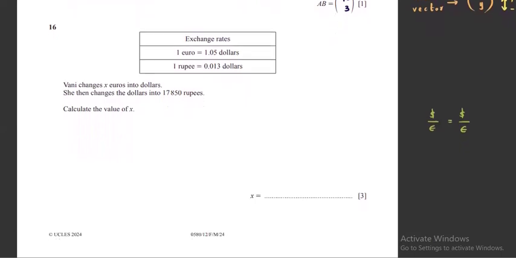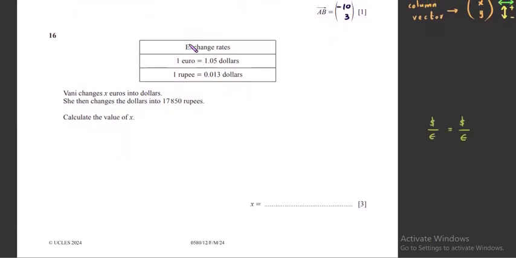Let's move on to question 16. We are given a table here with the exchange rates of converting a euro into dollars and a rupee into dollars. Wani changes X euros into dollars. She then changes the dollars into 17,850 rupees. Calculate the value of X. We need to find how many euros she actually changed to get 17,850 rupees.